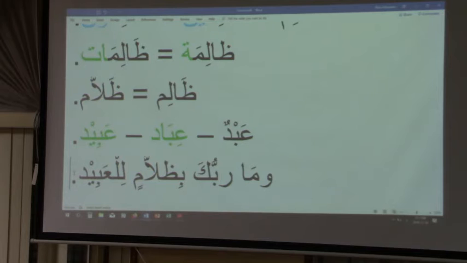Keep in mind that English is your language. So what is وَمَا رَبُّكَ? And your Lord is not. Good. ظلام, it comes with intensity, of the one who is repeatedly oppressing. And للعبيد, for the servants. Look now, I translated word for word. But I mustn't forget that English is my language. How do you translate as a full proper sentence?